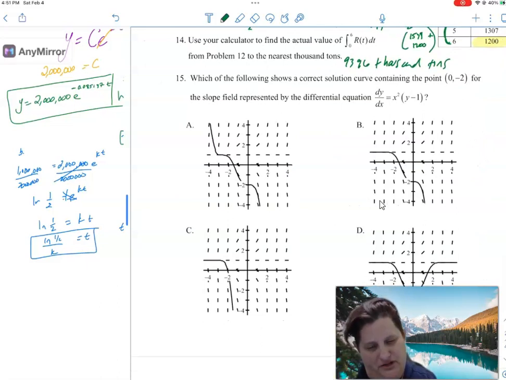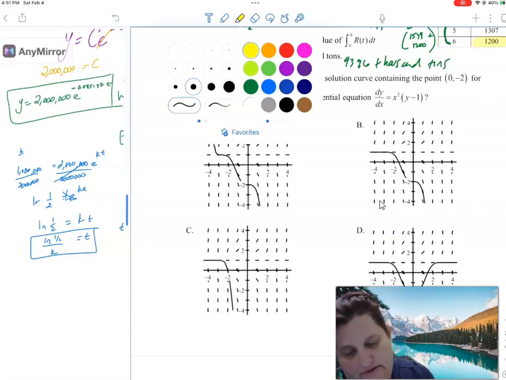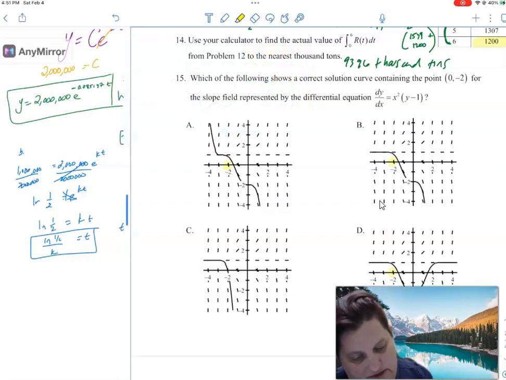Here we go. Which of the following shows a correct solution curve containing the point 0, -2 for this slope field? 0, -2, are my slope fields all the same? Okay, so just figure out what kind of goes with the lines here. 0, -2 is here. Let's see, guys. This is like all over the place. See, if I try to pretend like that line isn't there, see how it's going like that, and then like that. Okay. Oh, except it goes 0 right down there.